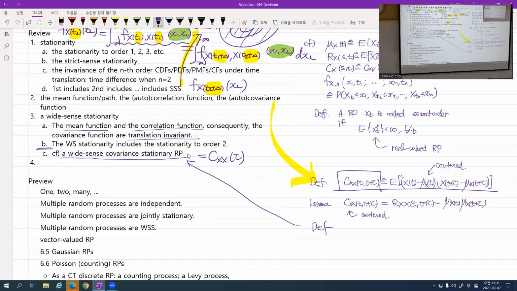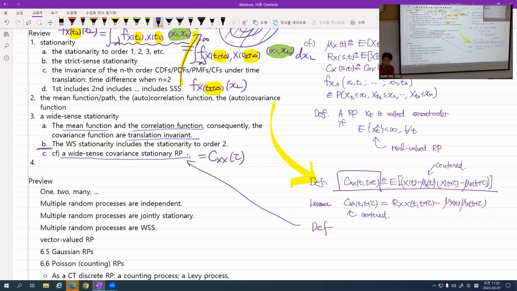Got it? Then let me ask you a question. Wide-sense covariance stationarity, sometimes they say covariance stationarity, but I do not like that. Wide-sense covariance stationarity implies wide-sense stationarity, true or false? Okay, so let's have some stretching. Raise your hands. If you believe my statement is true, still raise your hand, otherwise fold your hand. So what is that? Wide-sense covariance stationarity implies wide-sense stationarity. Is it true? And okay.